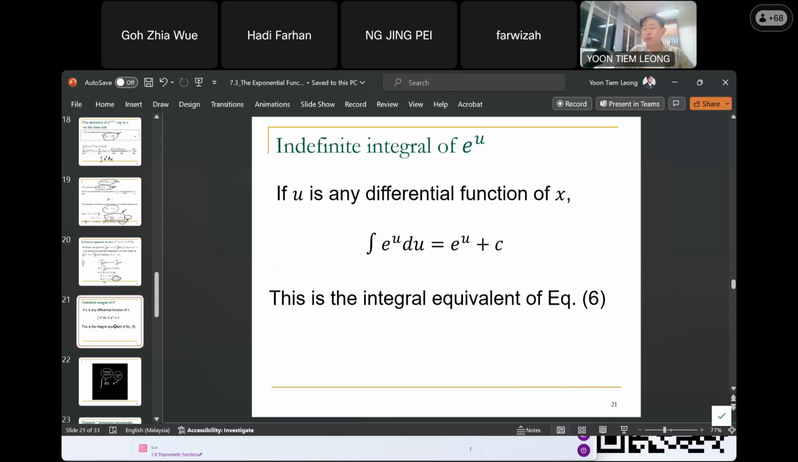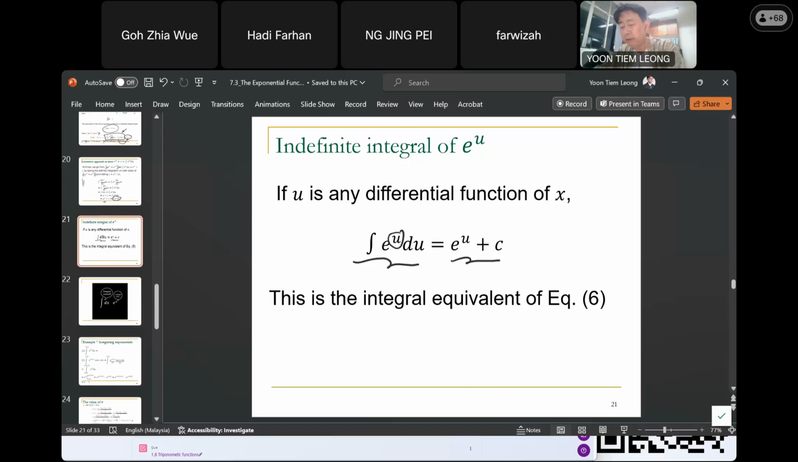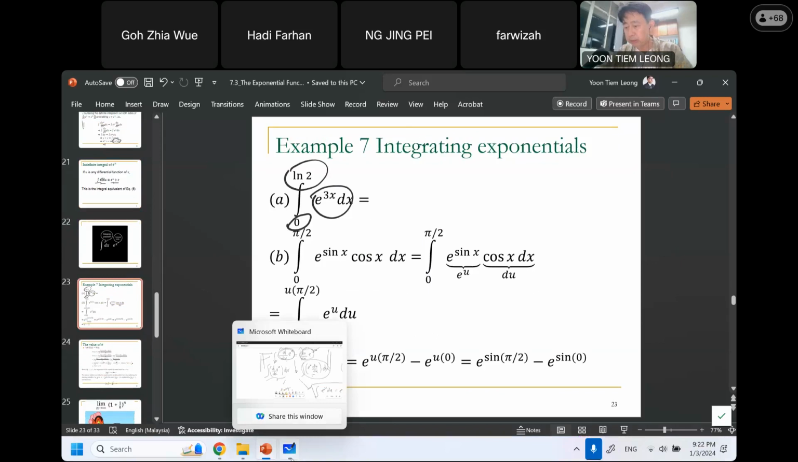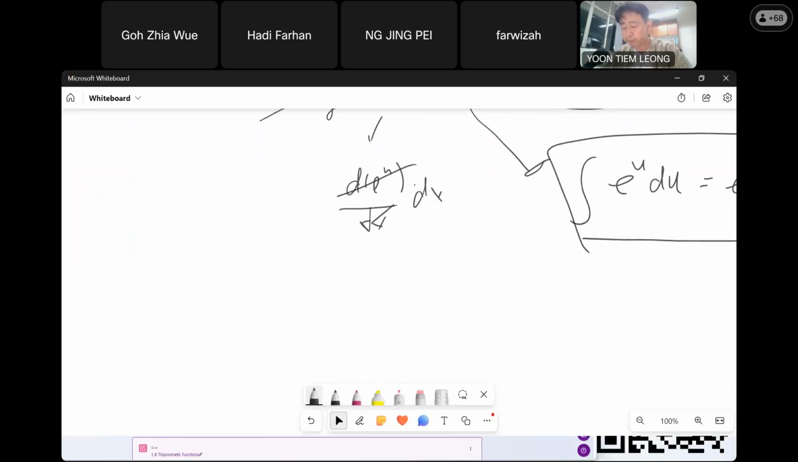So at the end of the story, what I want to tell you is that if you have e raised to the power of u, where u is any function of x, then the indefinite integral of e raised to the power of u is just e to the power of u plus c. Okay, so that is the result that we are going to make use of in the next example. So say, what is the integral of e^(3x) dx from 0 to ln 2? Let us try to write these equations on my whiteboard.